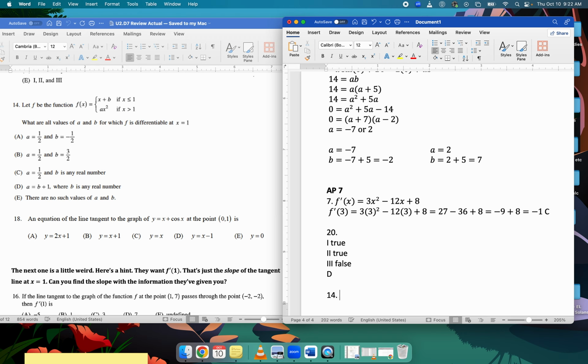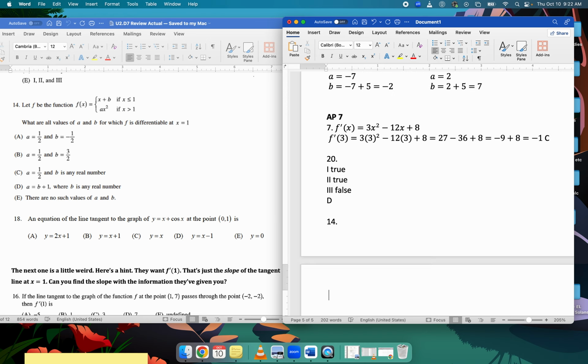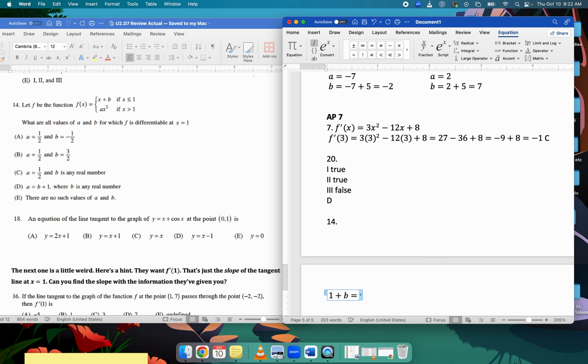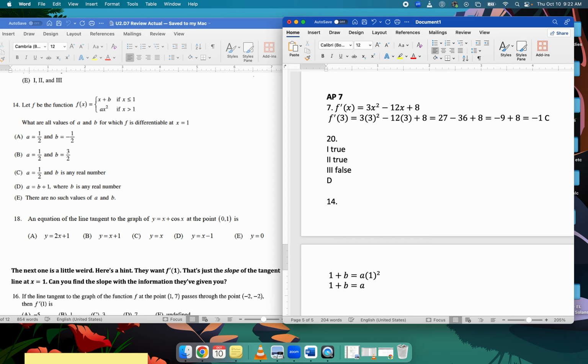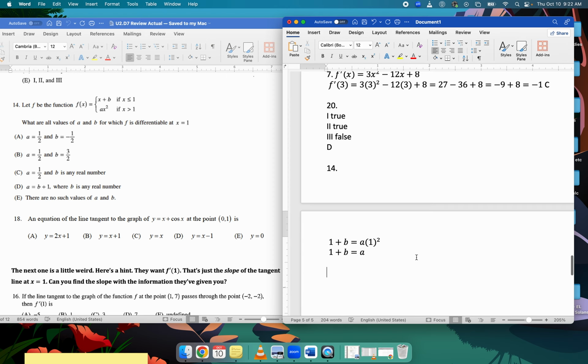Number 14, let f of x be the function. What are the values of a and b for which this function is differentiable at 1? First of all, the original functions have to agree at 1. So 1 plus b has to be equal to a times 1 squared. So 1 plus b needs to be equal to a. That's one equation.